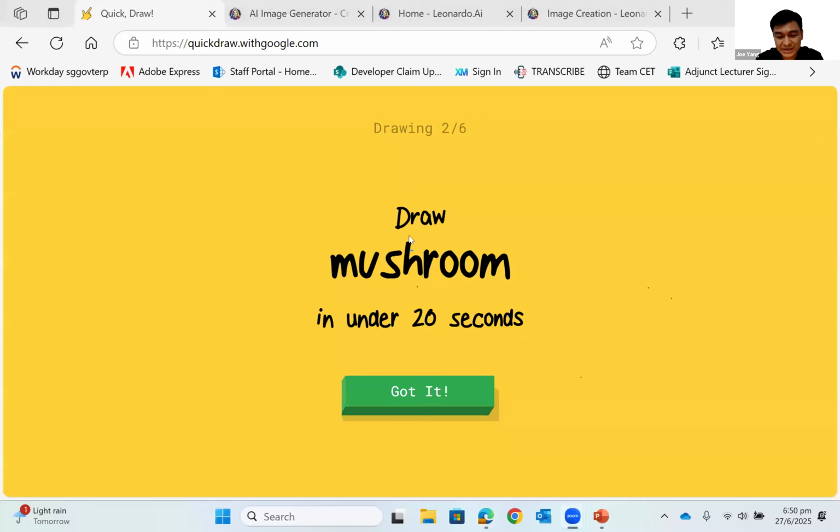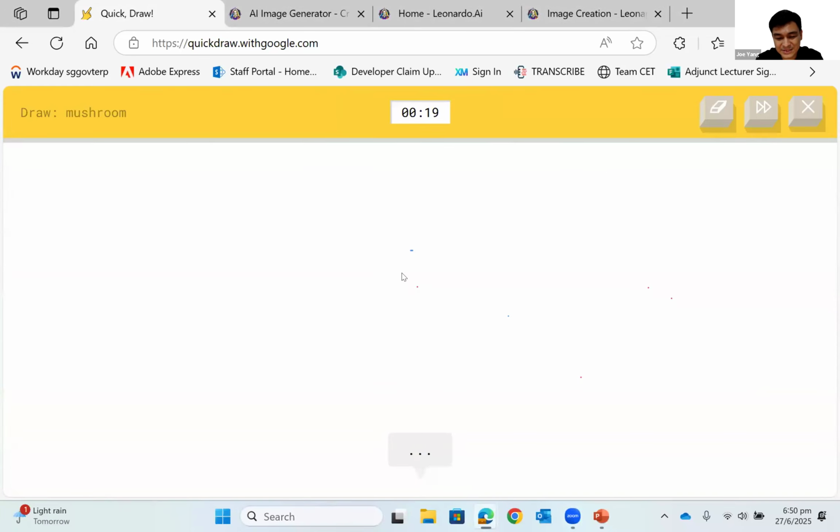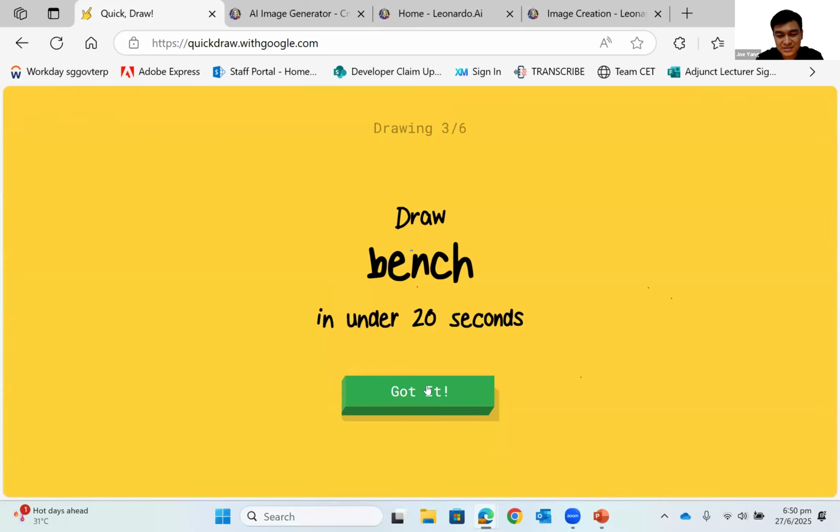Yeah. So next drawing, draw a mushroom in 20 seconds. Mushroom, pretty simple. Like that mushroom, I guess. I see circle. Oh, I know, it's mushroom. So see, all this data is being trained by Google.